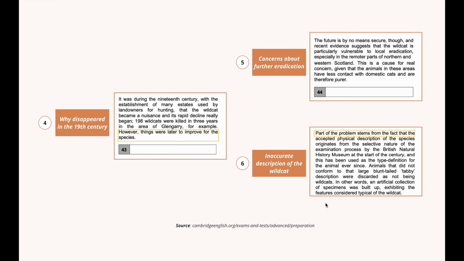Part of the problem stems from the fact that, and here is the clue, part of the problem. What problem? That means that this problem has already been mentioned, and this is your second clue. This is what you should be looking for in the missing paragraphs, because one of them should be describing a problem about the wildcats.